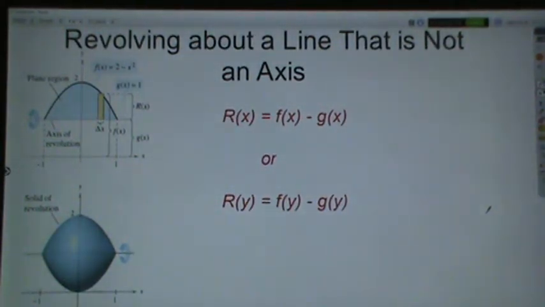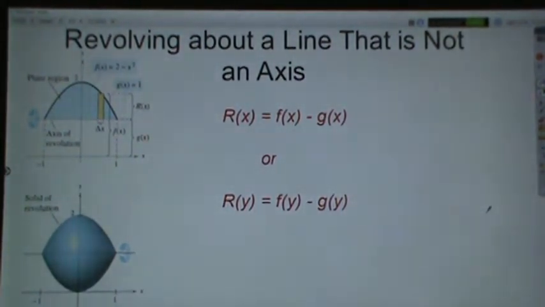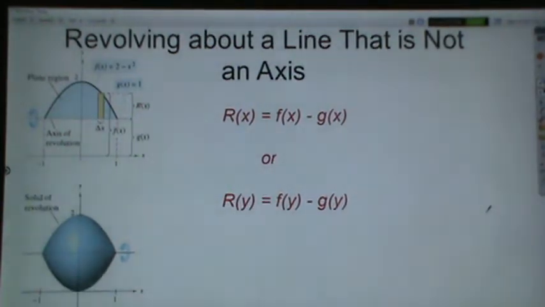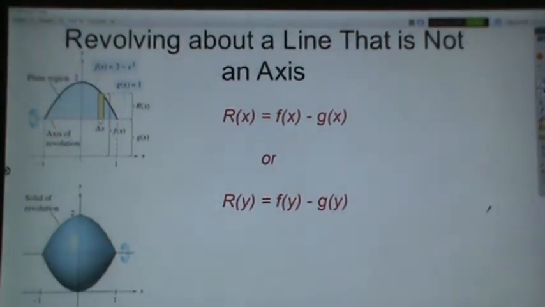In this lesson, we're going to talk about using the disk method to find the volume of a three-dimensional object when we revolve a specific region around an axis or a line that is not an axis. So we could revolve around any horizontal line or vertical line easily using this technique.